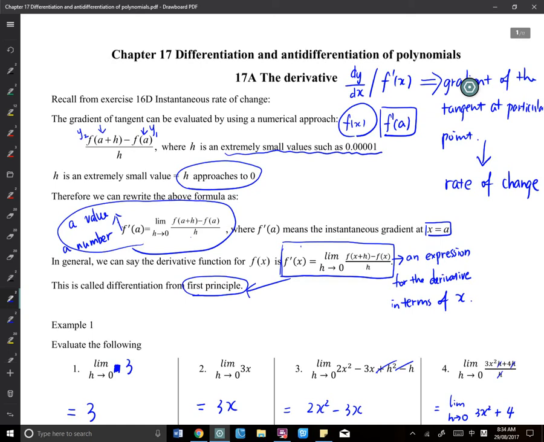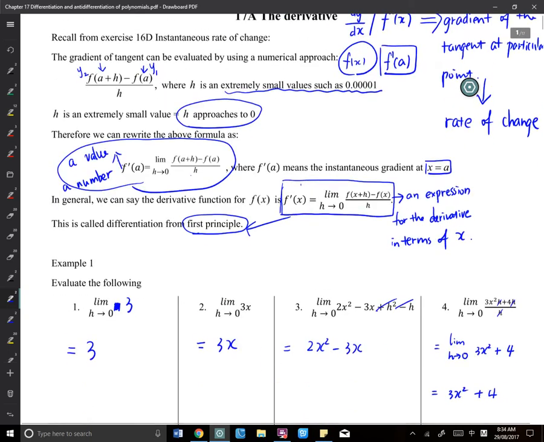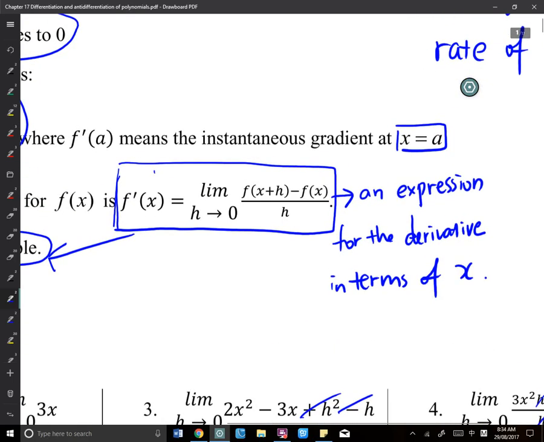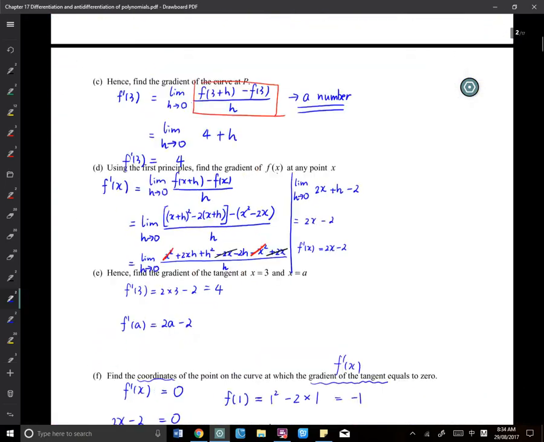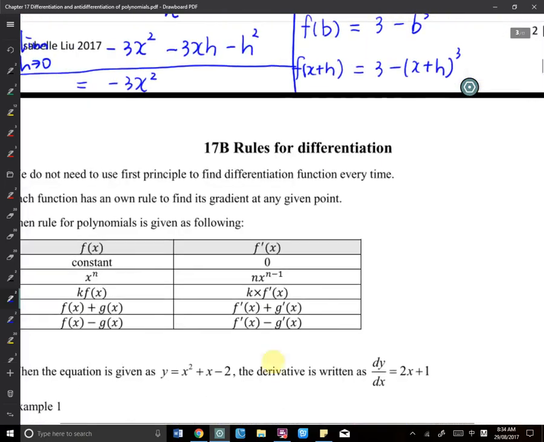by using first principle. And you know that first principle is this formula here. f dash x equals to lim h approaching 0, f(x plus h) minus f(x), divided by h. Okay, by using this formula, I can find the derivatives for any function f(x). Okay, but what we talk about today is, I go through exercise B at the beginning.